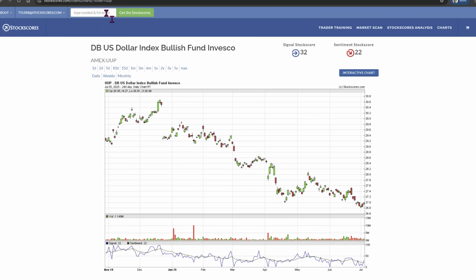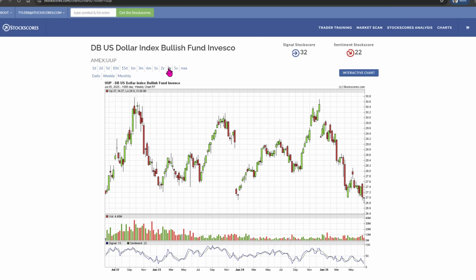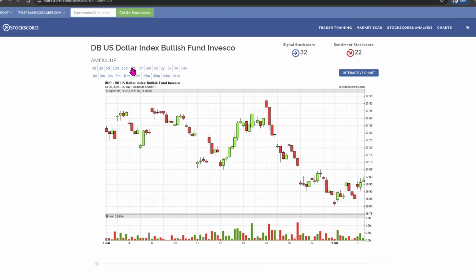UUP is the US dollar. You see the downward trend is in place. US dollar is bearish. Doesn't matter what time frame you look at. 3-year long-term time frame, bearish. 1-month time frame, bearish. So the US dollar is not looking good.